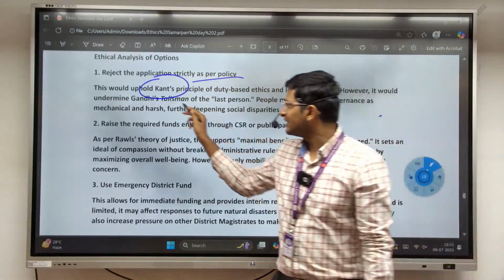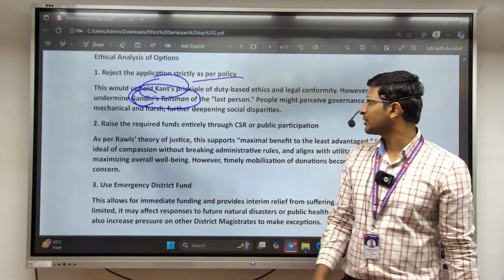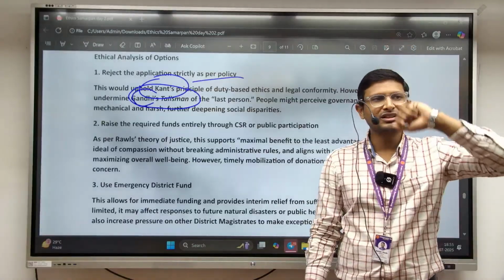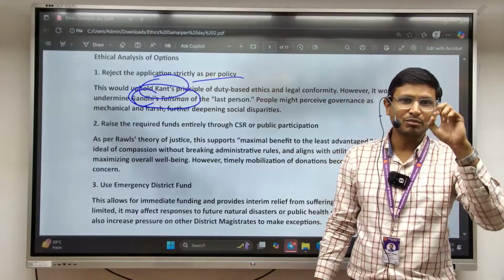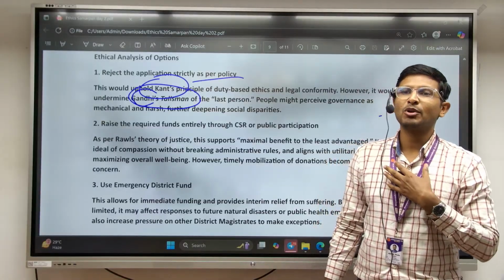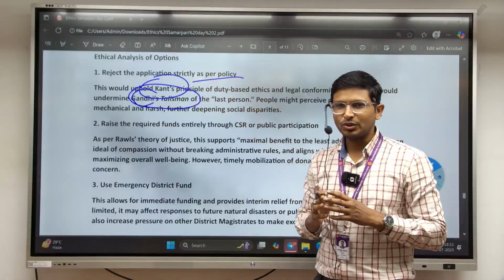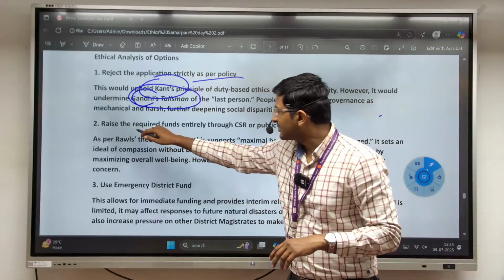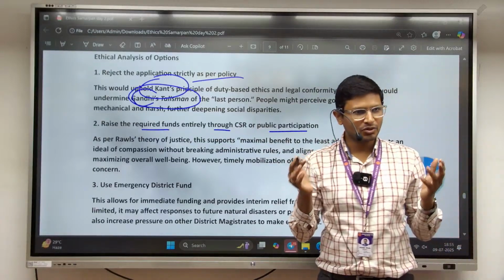Here Gandhiji also is there, who talks about the Gandhian talisman. Gandhian talisman, what does it say? You have to serve the last person. Your decision should be like that, to think about the last person, the most poor person, the most disadvantaged person. Okay, so you have to be sensitive about the disadvantaged section, that Gandhiji says. So you cannot completely reject it, that's the first thing. Second, raise the required funds entirely through CSR or public participation. That is also a way.